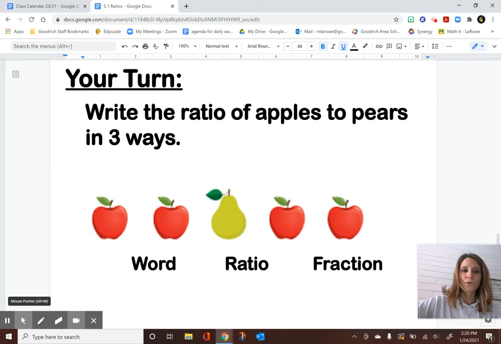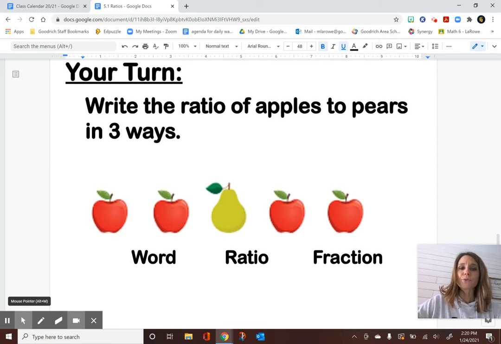We'll give one for you to try here. It's your turn to write the ratio of apples to pears, all 3 ways. We'll pause the video while you work.